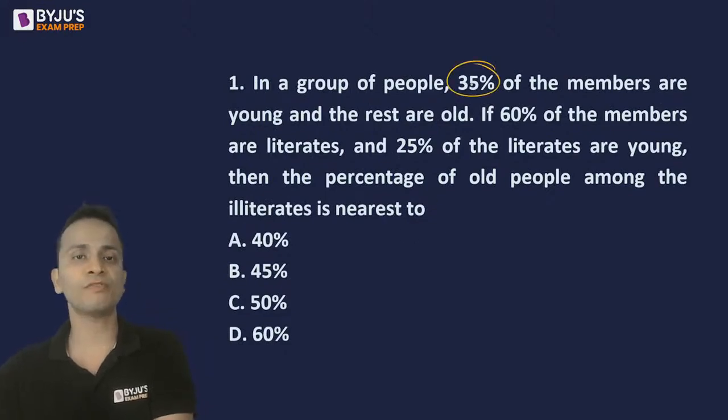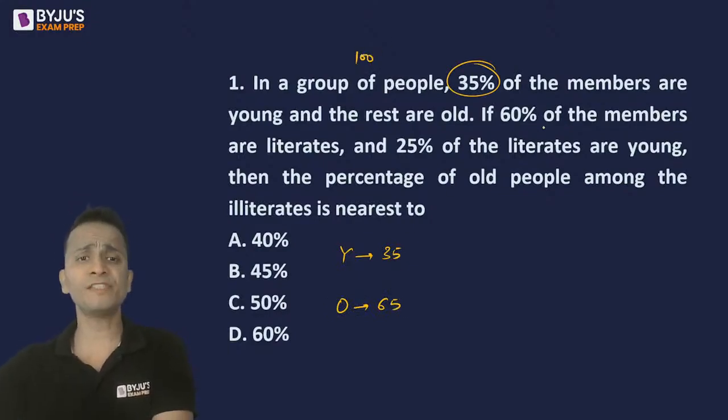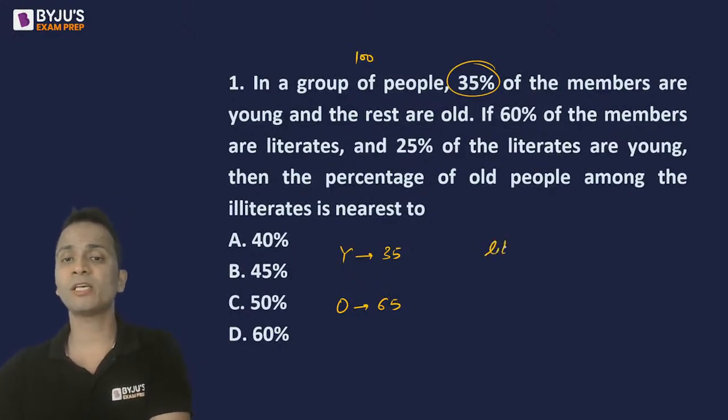Now 35% of the members are young. So young is 35, and the rest are old. So old will be 65 if the total number of people is 100. Now 60 members are literates. This is a separate division. If literates are 60, illiterates will be the remaining, that is 40.